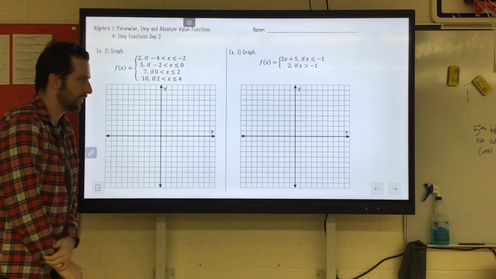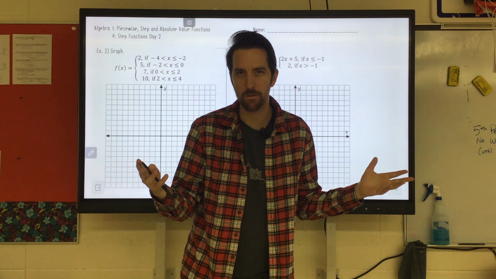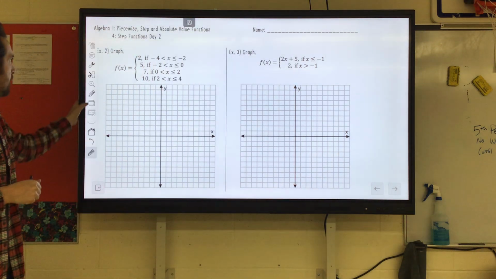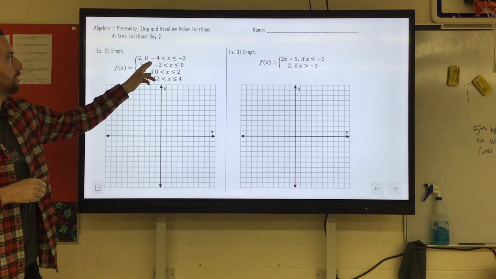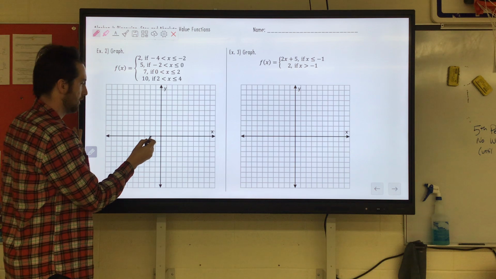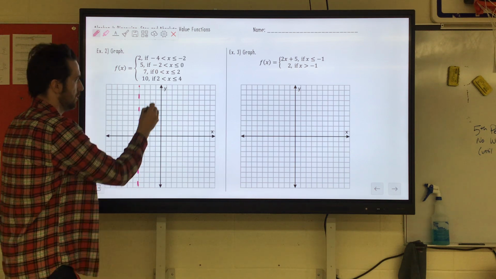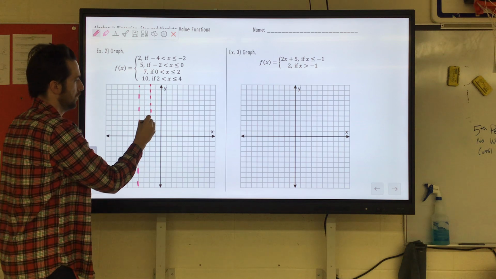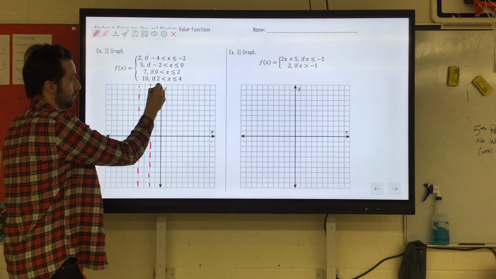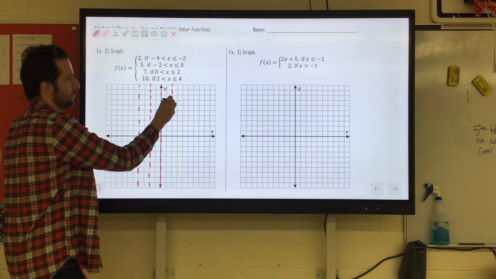Oh, no. All right, so this was the old day 2 notes. We're just going to keep cruising here. We're doing the step functions. It's all the same. All right, if you look at this, we've got a range from -4 to -2. So I'm going to give myself a wall at -4, -2. I see the next chunk is 0, then 2, then 4. So it's every 2 spaces we're going to have a change in the graph.